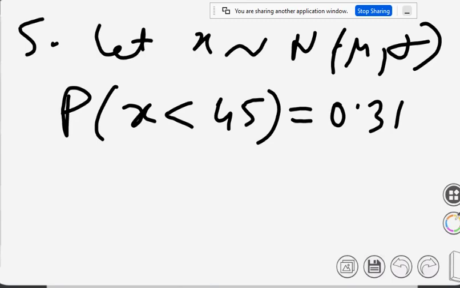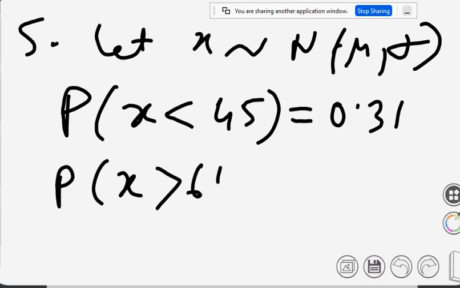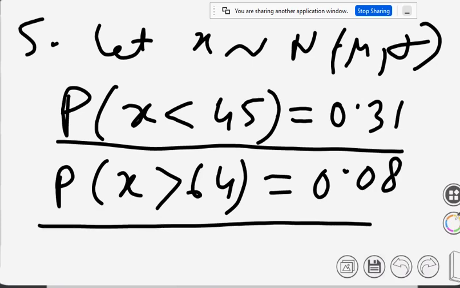So 31% items are less than 45 and 8% are over 64. So how can I write that? Who can tell me? Somebody else. 8% are over 64. So how to write that? Probability X greater than 64 is equal to 0.08. Very good. So these two conditions are given. What you have to find out is the value of mu and sigma. Find the mean and standard deviation. So how to do it?